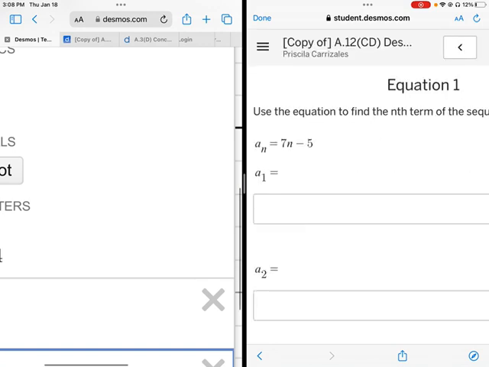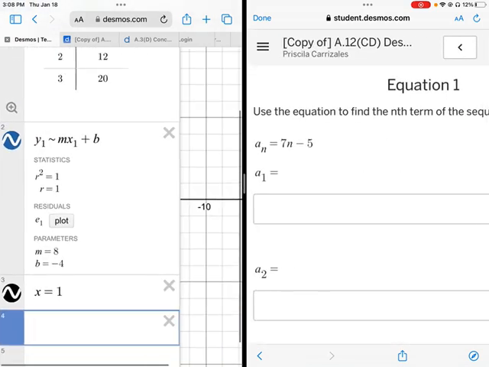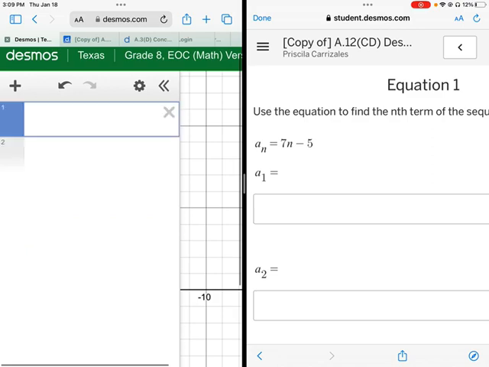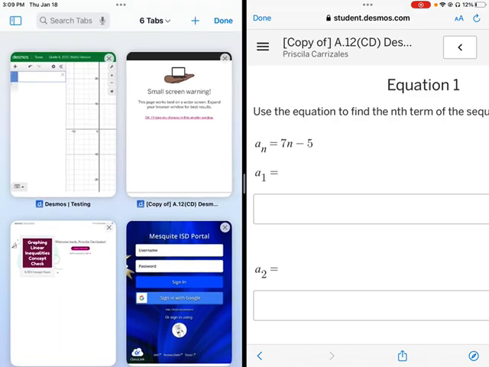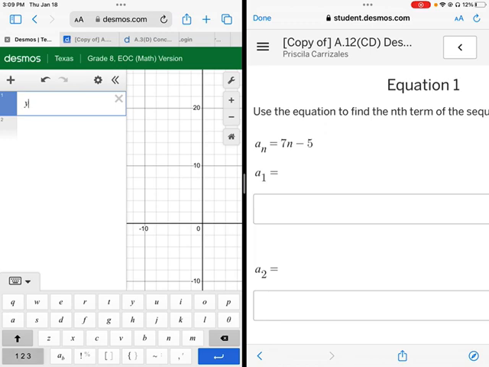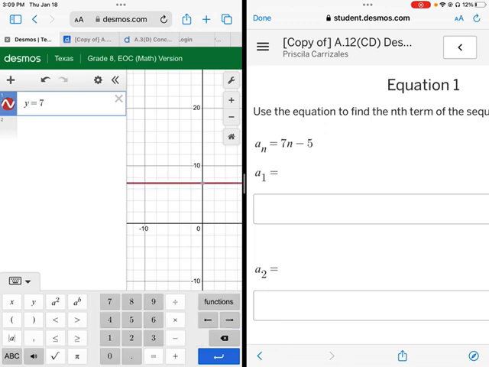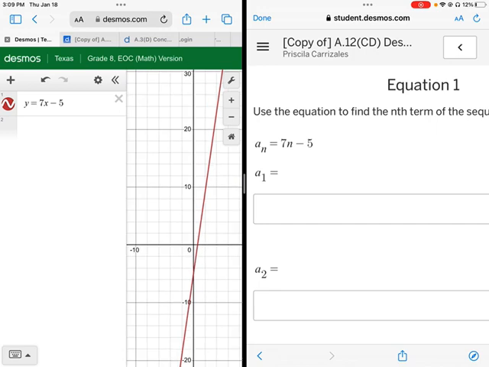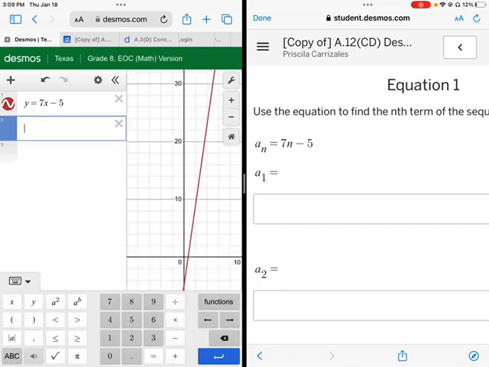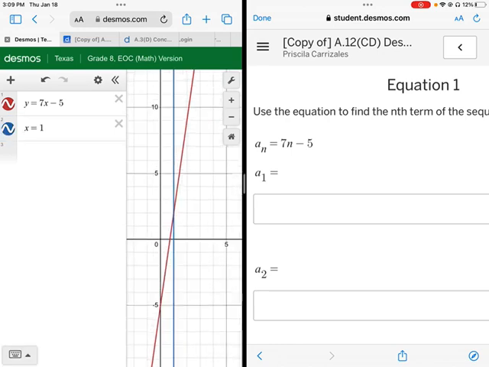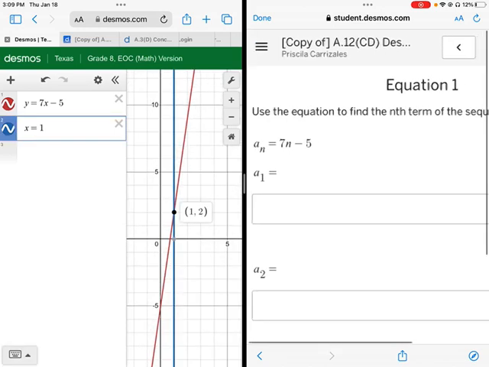Let me go ahead and open up Classroom. Okay. So instead of putting a sub n in Desmos, I would just use y. So y equals, and then the 7 is still the same. And in Desmos, we don't usually put n or other letters. We like to exchange that with an x. So there's my line. For a1, I'm not putting a1, I'm putting x equals 1, and I'm seeing where that crosses. That's how I would do that one.